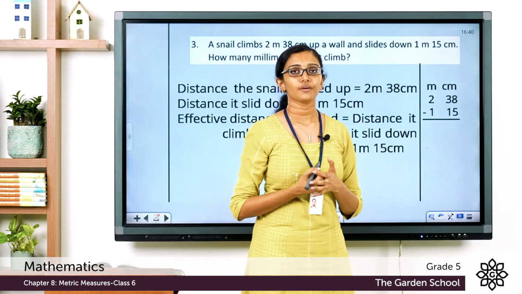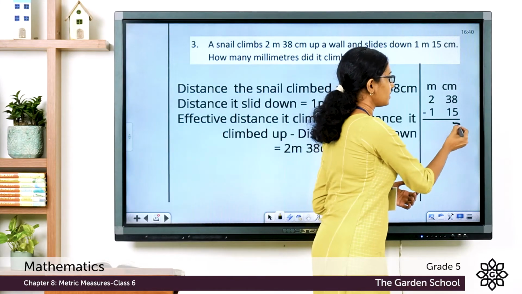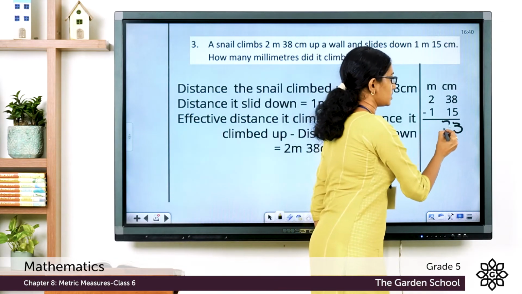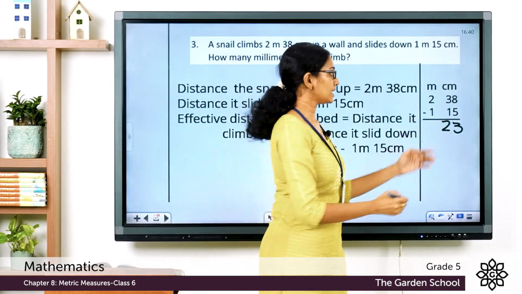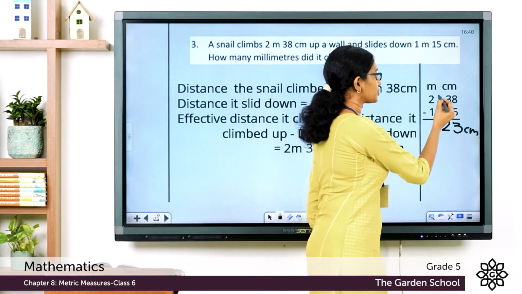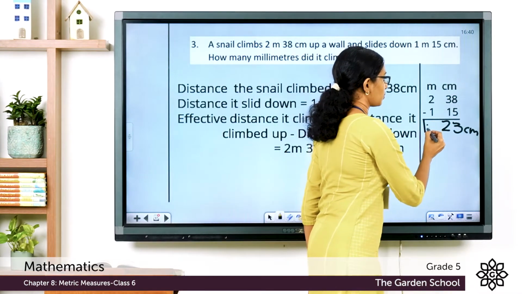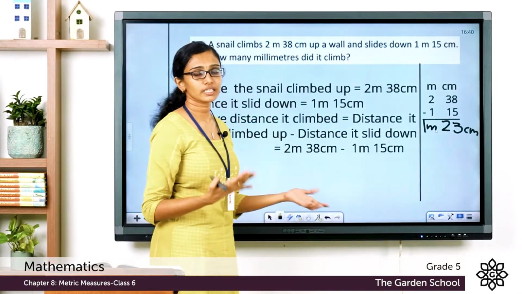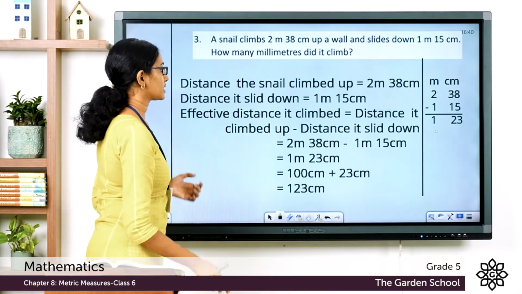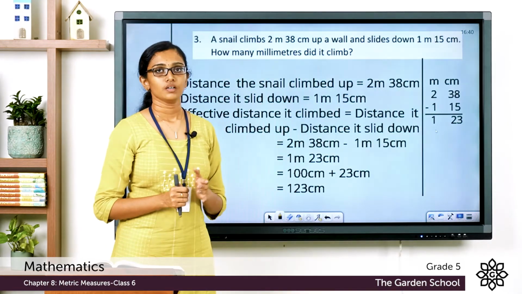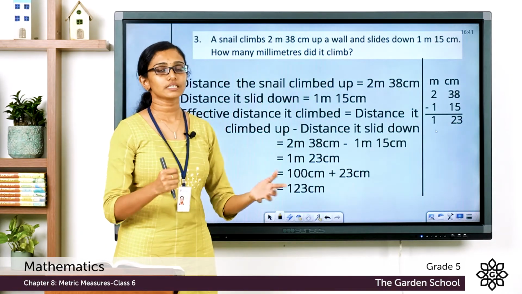Now let's do the subtraction. 8 minus 5. What is 8 minus 5? It is 3. Now 3 minus 1. It is 2. So now we have got 23 centimeters. Now 2 minus 1. 2 meter minus 1 meter is equal to 1 meter. So what is the effective distance the snail climbed? It is equal to 1 meter 23 centimeter. Now we have got the difference or the effective distance it climbed.